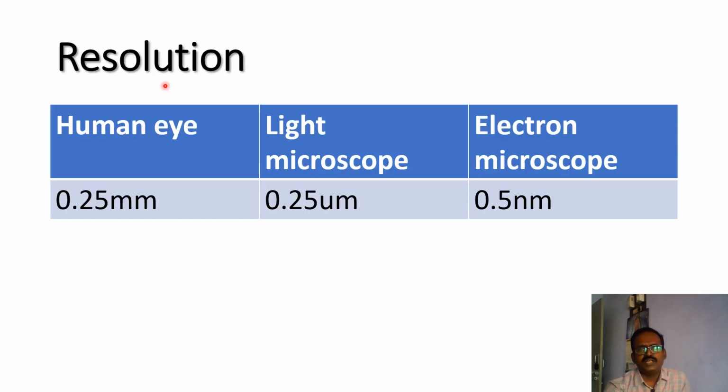Resolution is the ability to reveal closely adjacent structural details as separate and distinct. The human eye can distinguish between structures 0.25 millimeter apart. The light microscope can reveal a distance of 0.25 micrometer. The electron microscope can reveal two distinct structures at 0.5 nanometer.